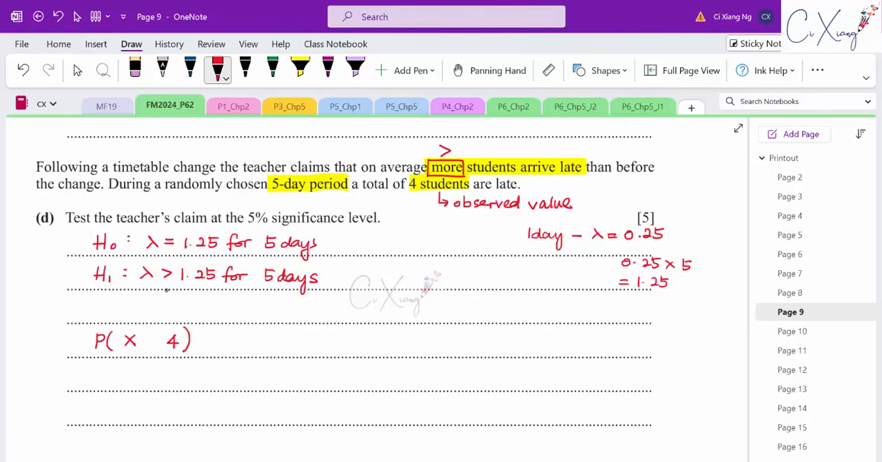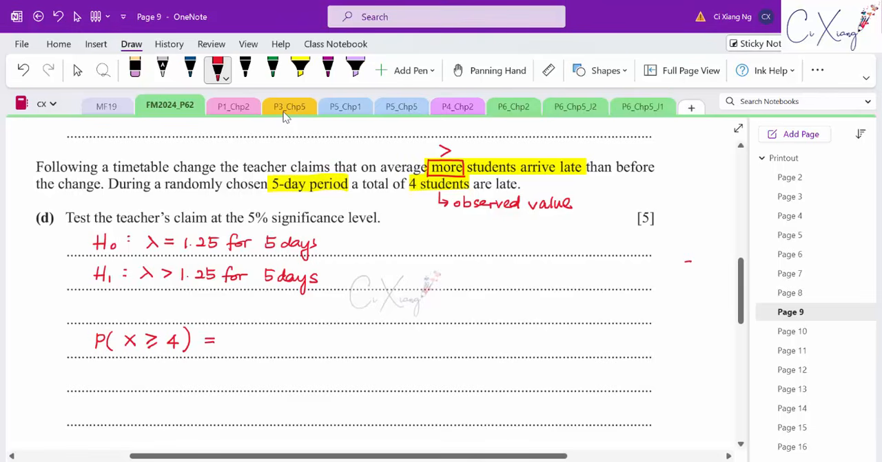When you want to calculate the probability for the rejection area, we should focus on the right-hand side. This is a one-tail test on the right. Therefore, our calculation for the area also should be on the right, and my sign for the 4 here should be greater than or equal to 4. So how can I calculate the probability for x greater than or equal to 4?